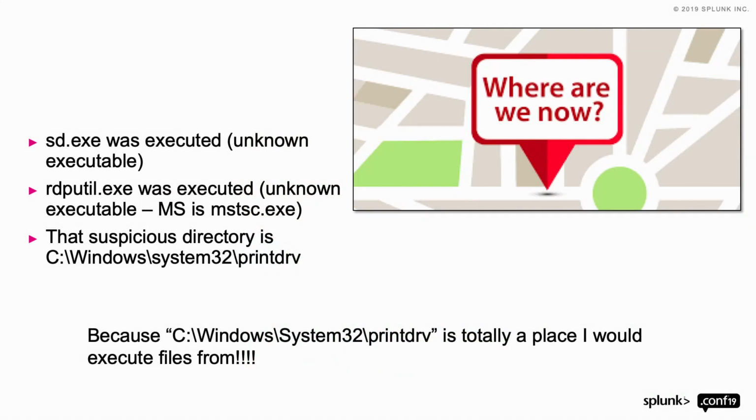So what do we know? What do we do with this, right? And again, this is just a glimpse of what you can do with the tool and what we want to plan for in the future from a workshop perspective. But you see that SD was executed, unknown. Rdputil was executed, unknown. The directory that is common to this entire thread, print driver, and I even put it down there because executing things out of print driver is a place I would do it, right?